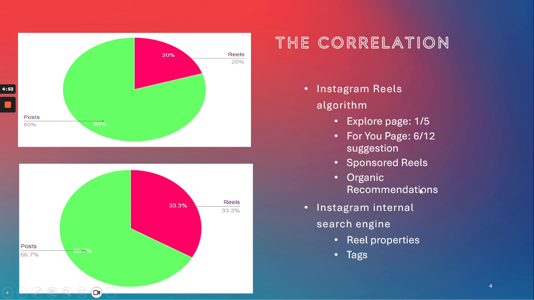Once again, most of them were organic, but there was a chance for sponsored reels to make an appearance here. Instagram's internal search engine uses these. They go through these reels and tag them with several properties. I'll note this later on when we discuss companies that have successful campaigns.